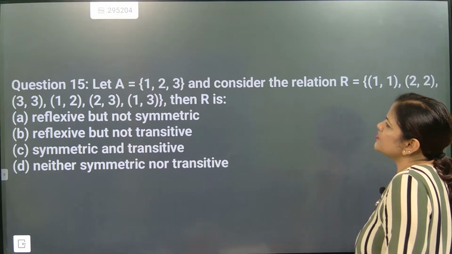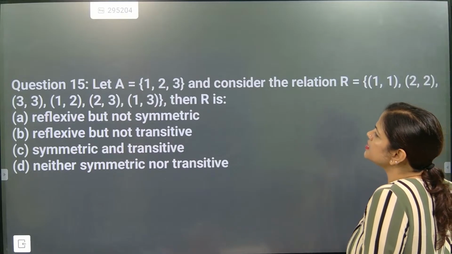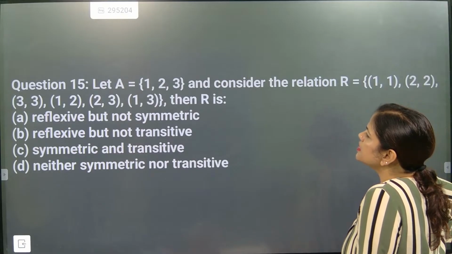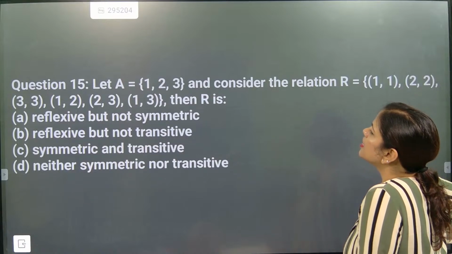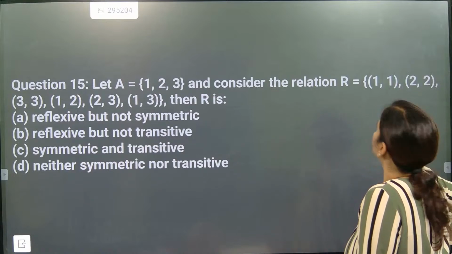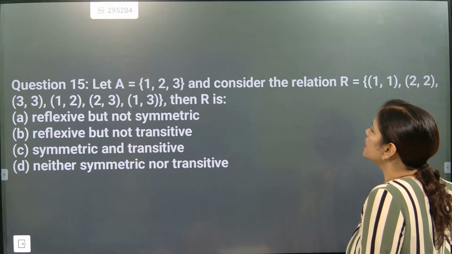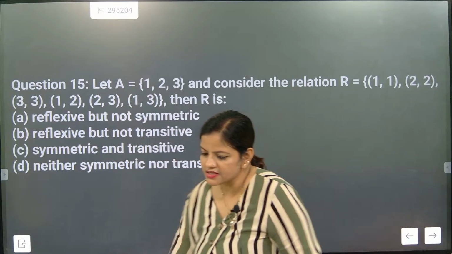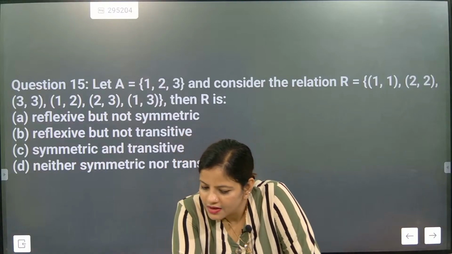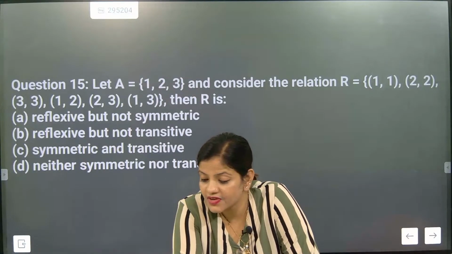Check where the transitivity is failing. 1,2 and 2,3 give 1,3, which is there. 2,3 and 3,3 give 2,3, which is there. 2,2 and 2,3 give 2,3, which is there. What is the correct answer? I'm fine, thank you, Vijay. Neither symmetric nor transitive. Madam, where is the transitivity failing, can you tell me?